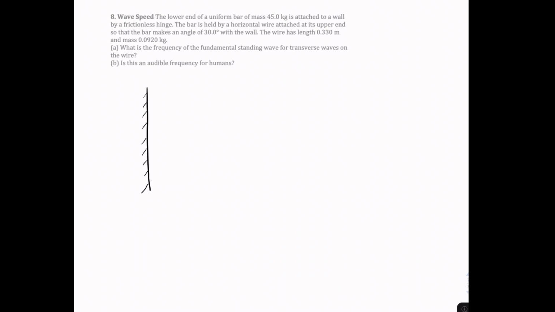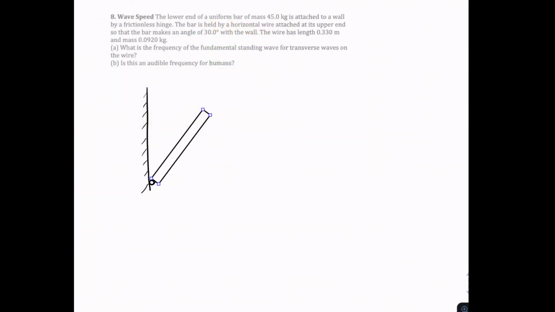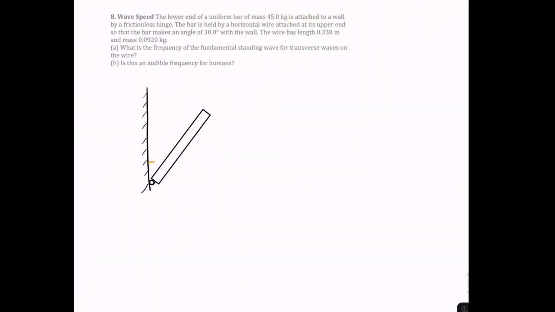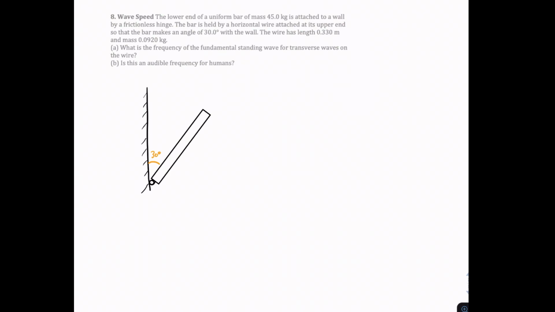So here's the wall. Here's a hinge, okay? And here is the bar. And we can move the bar where we want, and let's make it a little bit thicker. Okay? We know the angle between the bar and the wall is 30 degrees. We also know that there's a string that's attached from the wall to the bar, and this should be at an angle of 90 degrees.